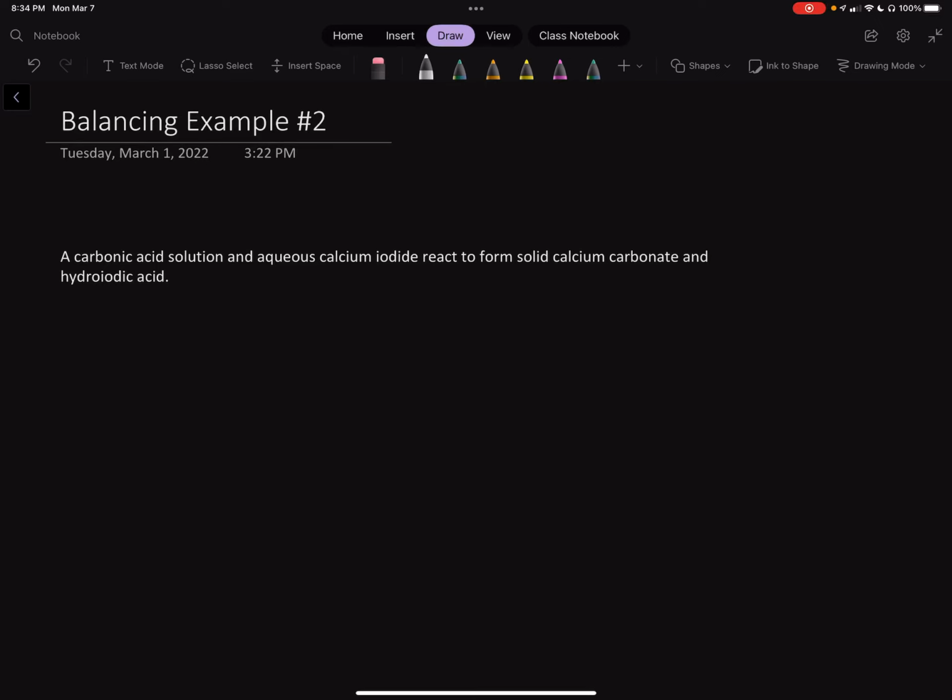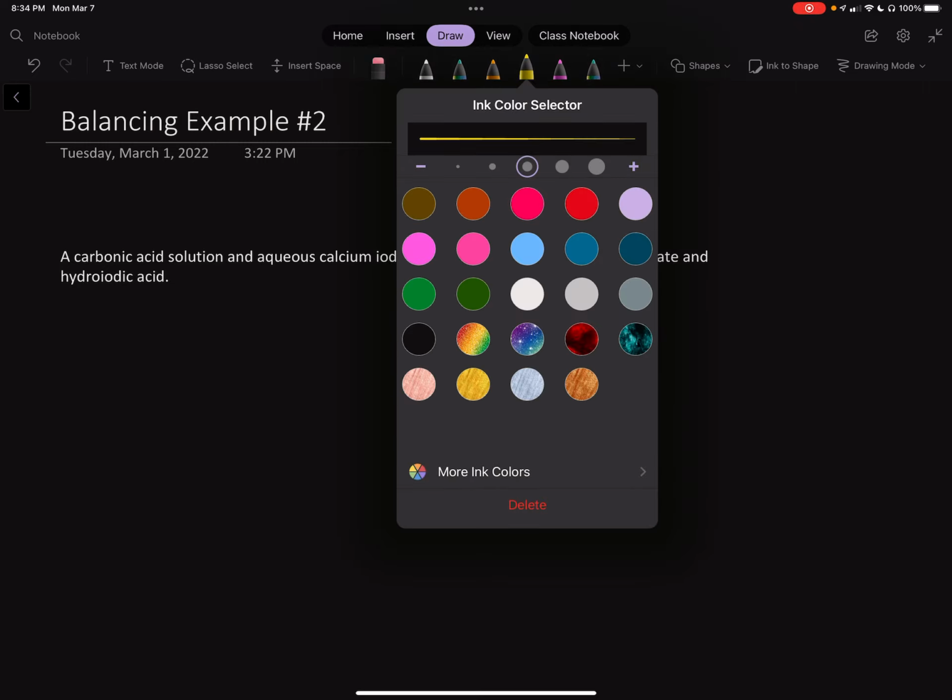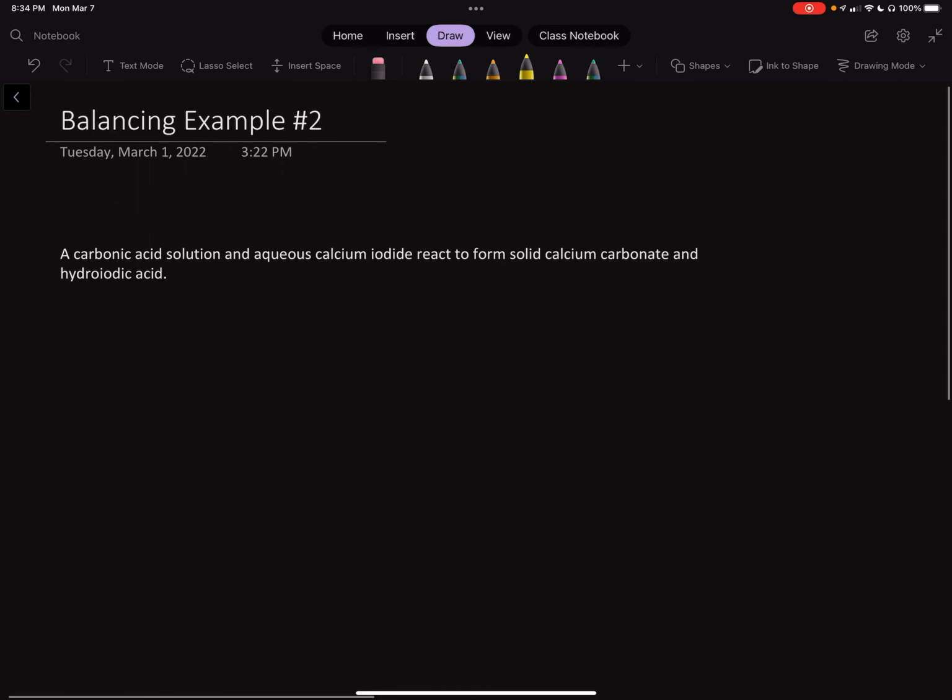In this video, we're going to do another balancing example where we're also going to review how we actually come up with the formulas for the chemicals that we see in the balanced chemical equation. So first off, this one says a carbonic acid solution and aqueous calcium iodide react to form solid calcium carbonate and hydroiodic acid. So first up, we have a carbonic acid solution.